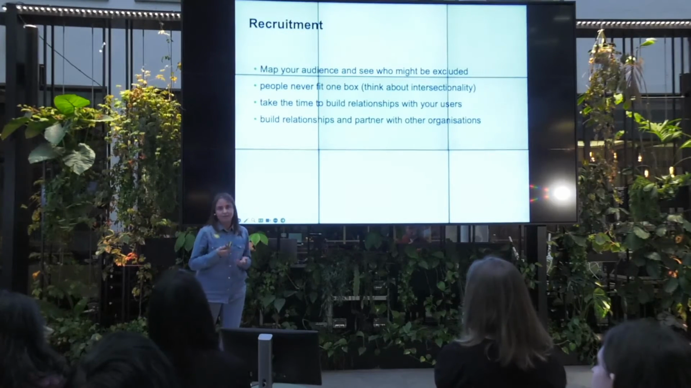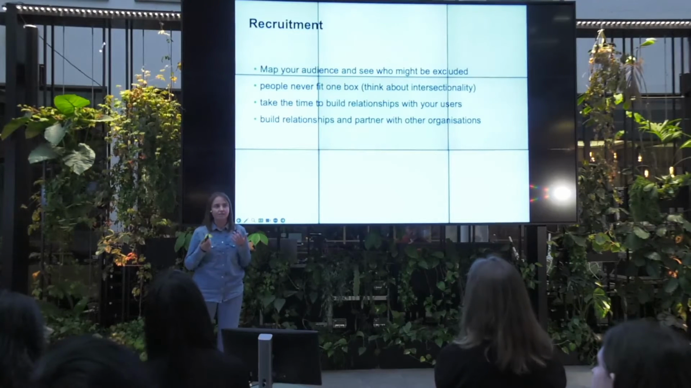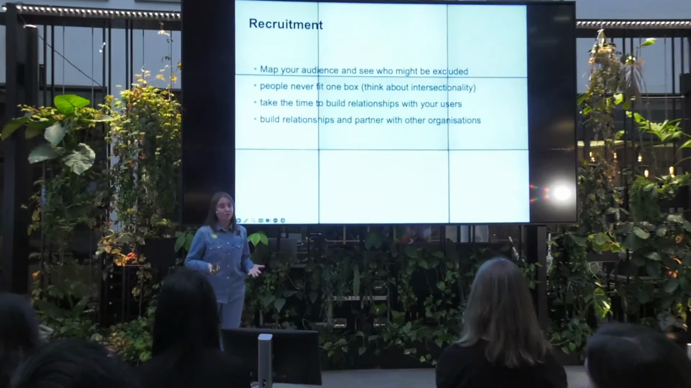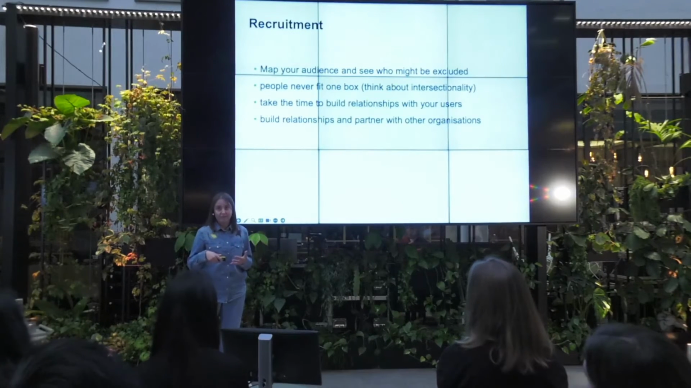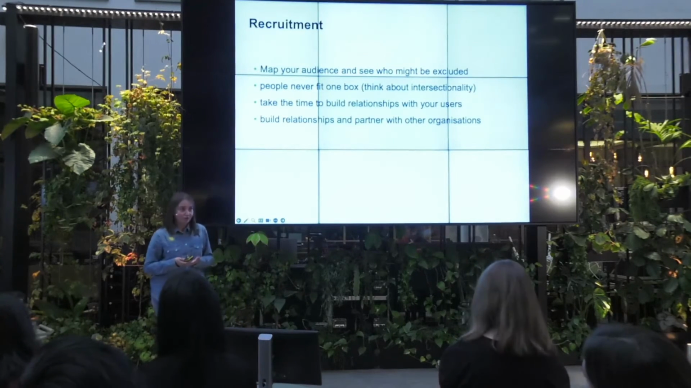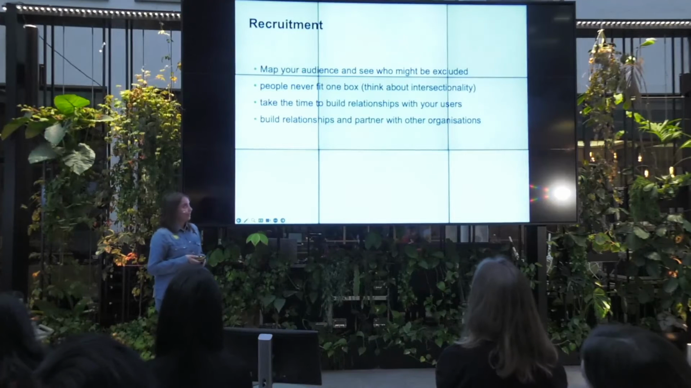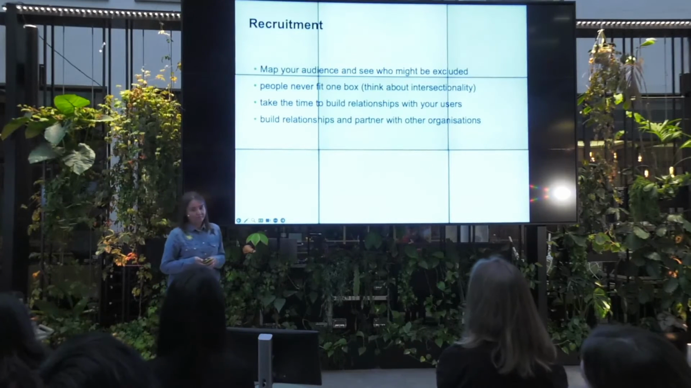Also, there are some amazing organizations and charities that are advocates for all sorts of different groups of people. Getting to know these charities and organizations, and whether they have researchers or designers you can build networks with, is a great source for recruitment as well. That's another thing that I have found useful through the years.